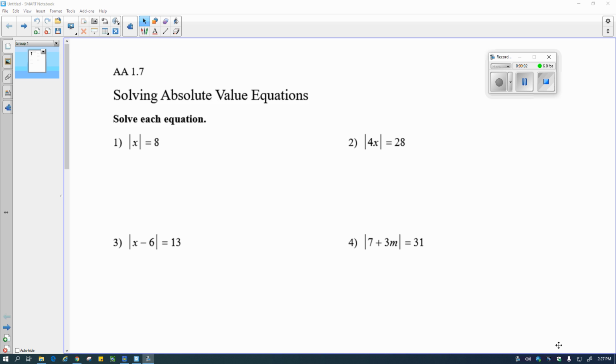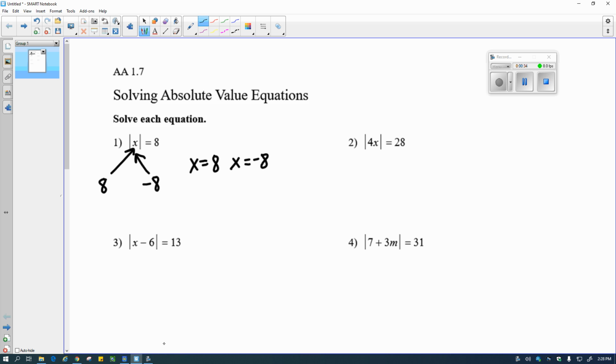We're going to get into solving absolute value equations, and as you recall, when you have an absolute value, whatever is inside of there, whether it's positive or negative, will come out to be positive. So inside of here, x could be positive 8, this x could be negative 8. And those are the two values of x. So I would say that x could be positive 8 or x could be negative 8.